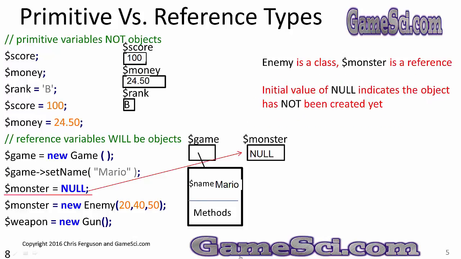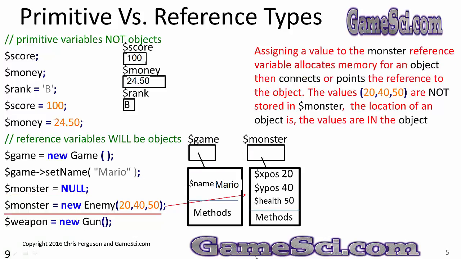Set up a new variable. This time I'm going to assign it a value null. Null basically means no object. Enemy is a class, and what I'm creating here is a $monster reference variable. $monster is a variable that's going to point to an object. However, the initial value of null indicates the object has not been created yet. I haven't used the new operator yet, so right now $monster is not pointing to an object. That's what we'll do on the next line of code.